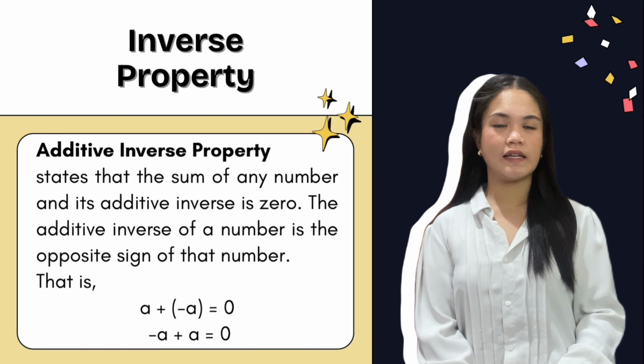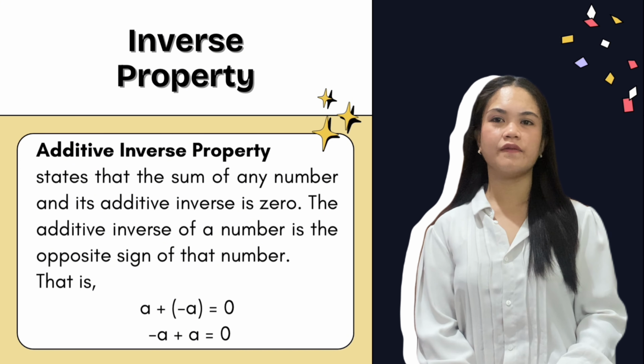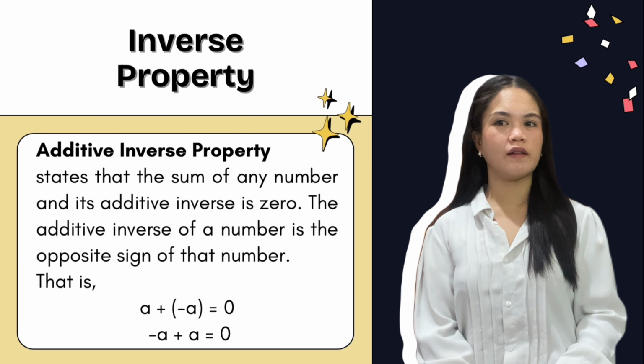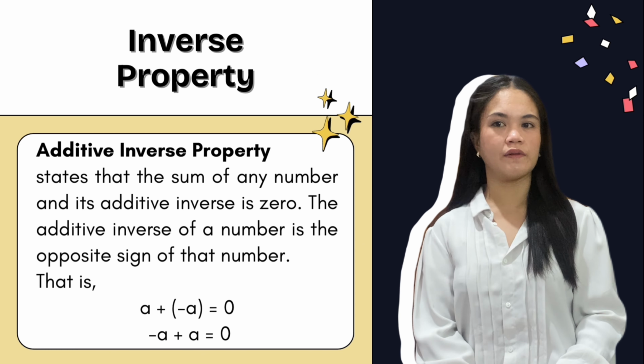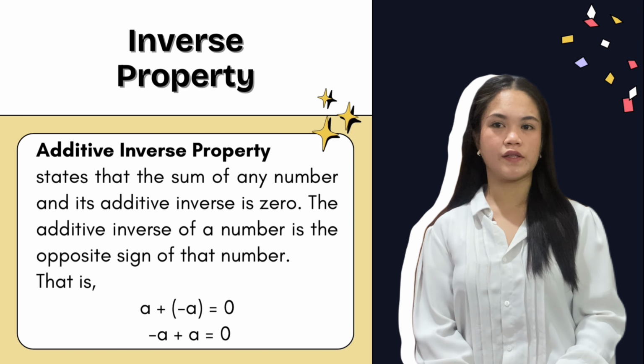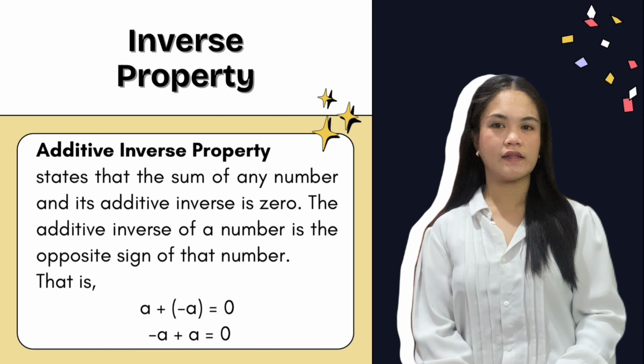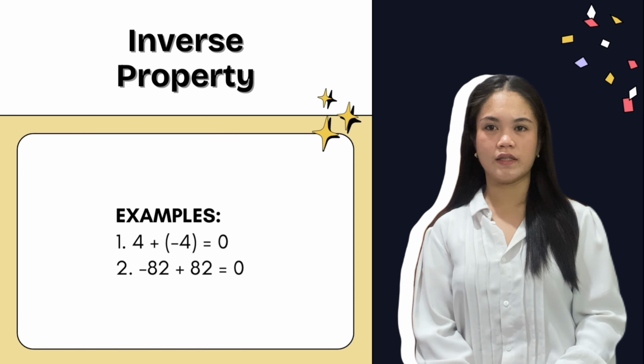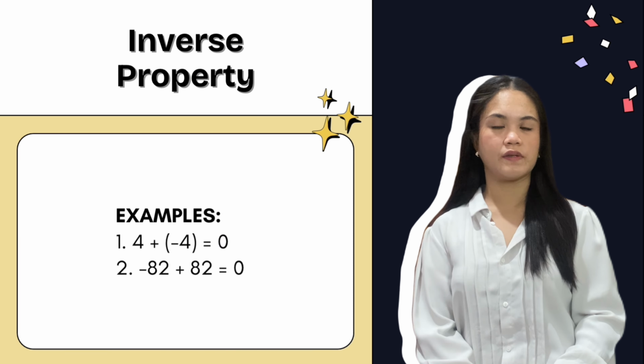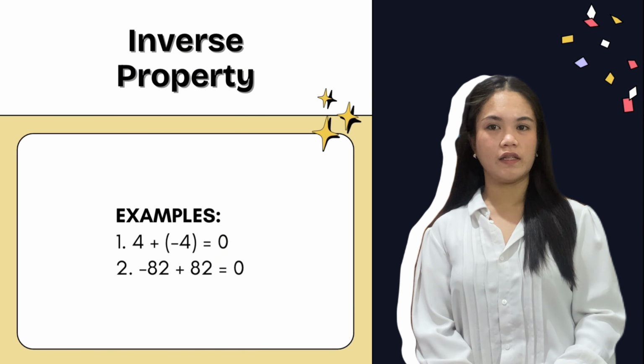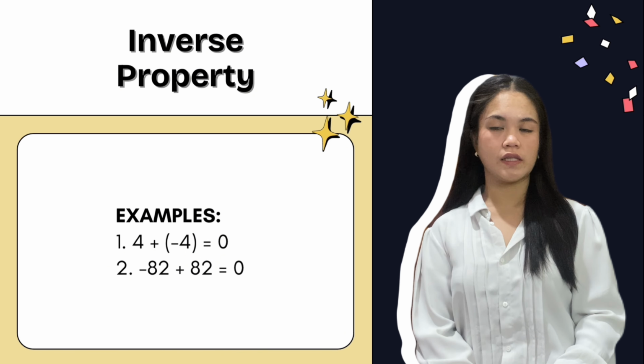Our last property is the inverse property. Additive inverse property states that the sum of any number and its additive inverse is 0. The additive inverse of a number is the opposite sign of that number. That is, a plus negative a is equal to 0, and negative a plus a is equal to 0. The examples are, number 1, 4 plus its additive inverse, which is negative 4, is equal to 0. And number 2, negative 82 plus its additive inverse, which is positive 82, is equal to 0.